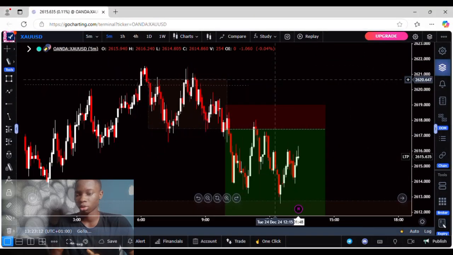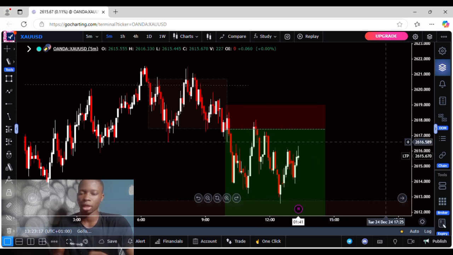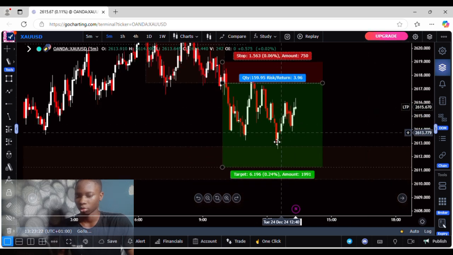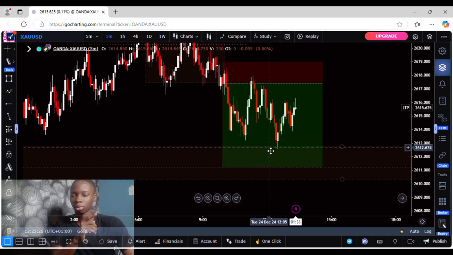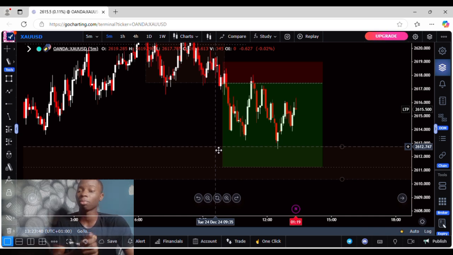So first of all, gold is the only pair I trade, like you guys know. This was the trade right here, and this was where I took my profit. The reason I took my profit here is that my take profit initially was just this line right here at the top of the zone. That was 2612.723, my initial take profit, and price just tapped into that place and reversed.